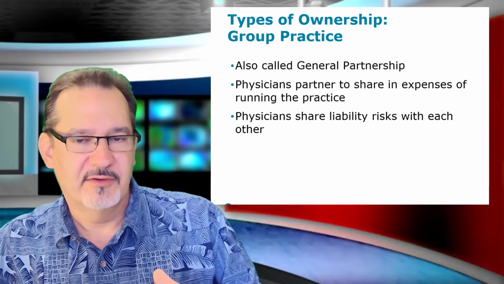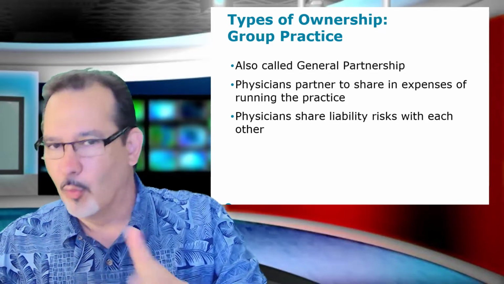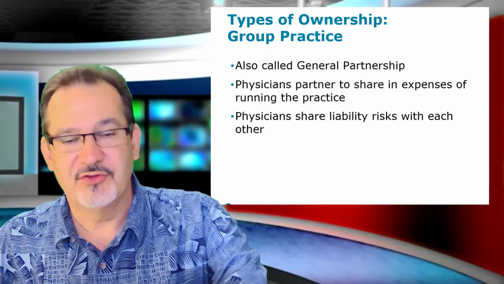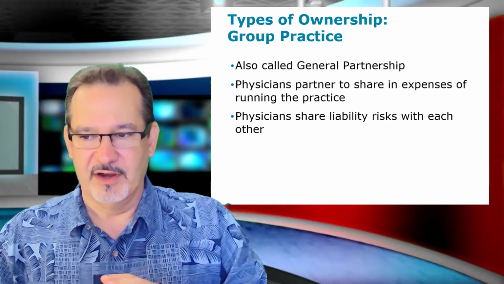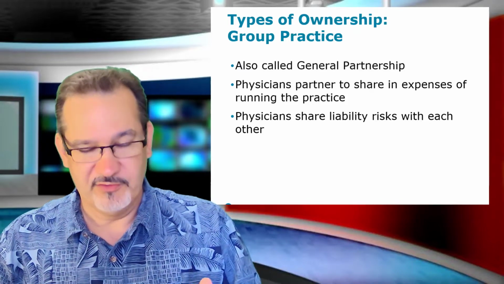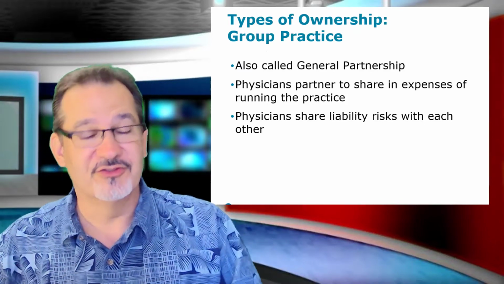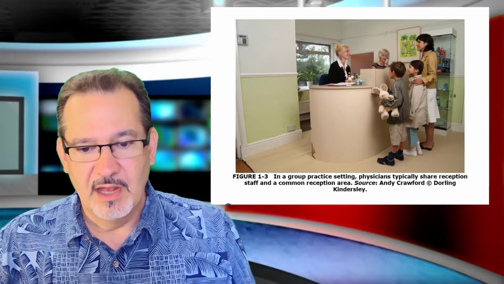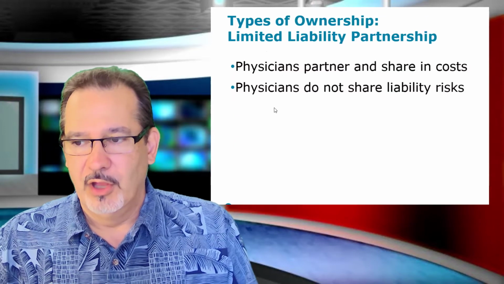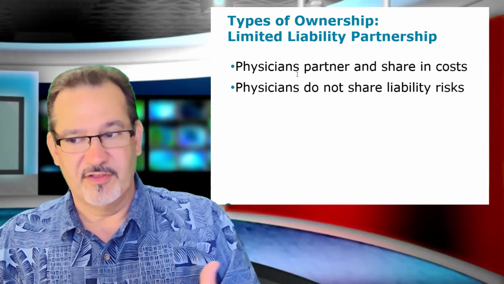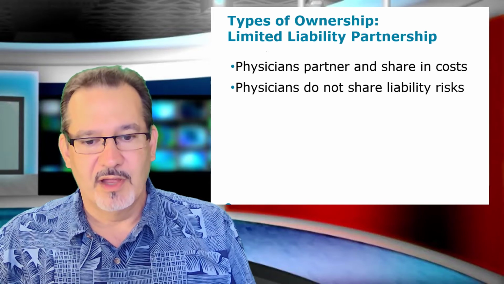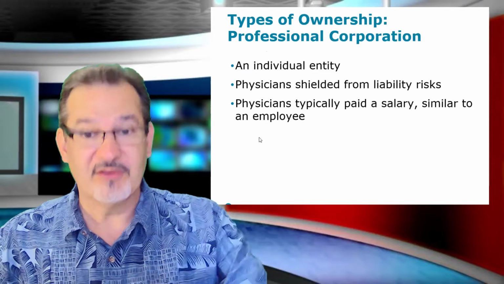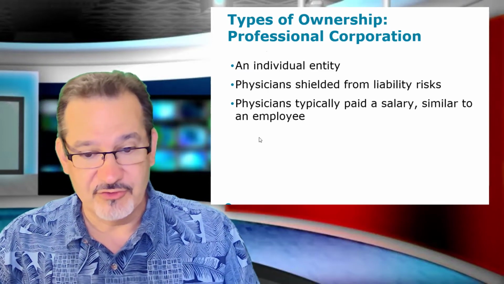So to reiterate, you have the sole proprietorship, one doctor, solo practice, taking care of everything. Then you might have this group practice where there's more than one physician sharing the expenses of running the practice. Okay. Obviously they share in the costs and then they share in the liability risk, right? Okay. Professional corporation. This might be something such as maybe a Kaiser.